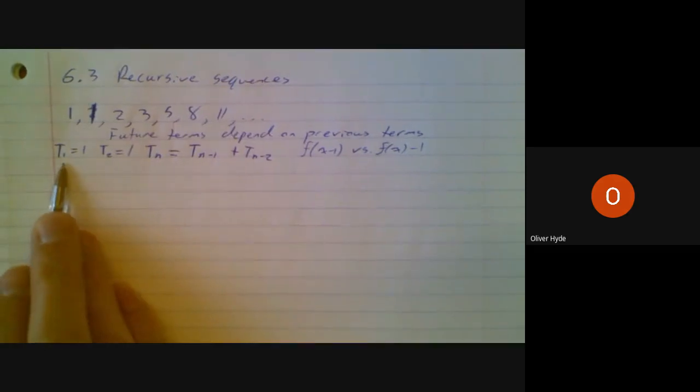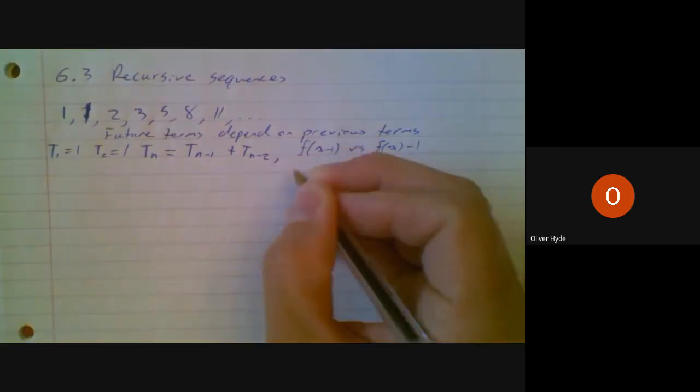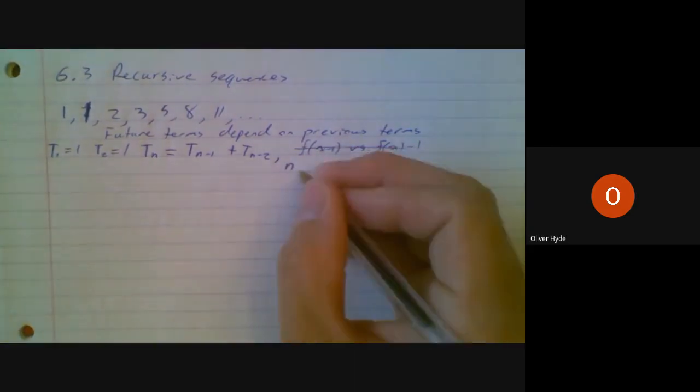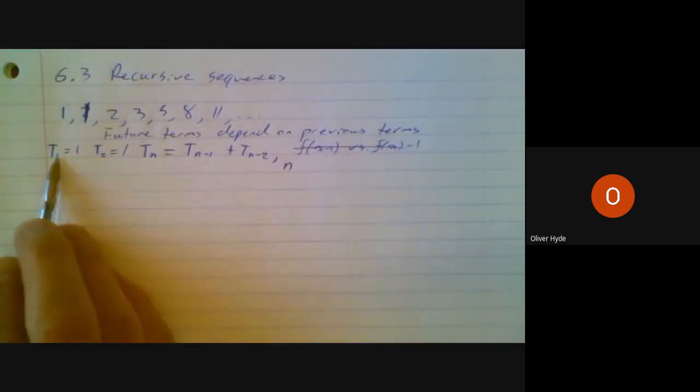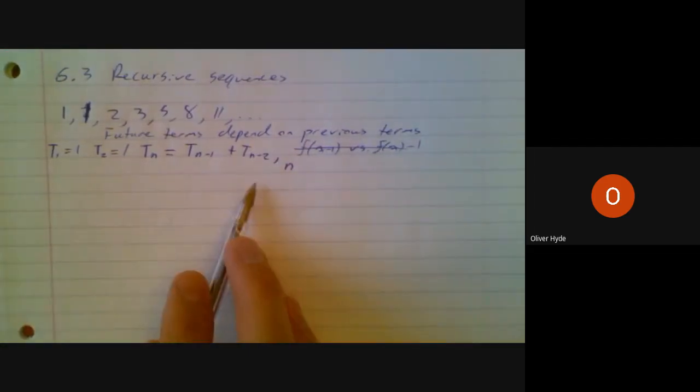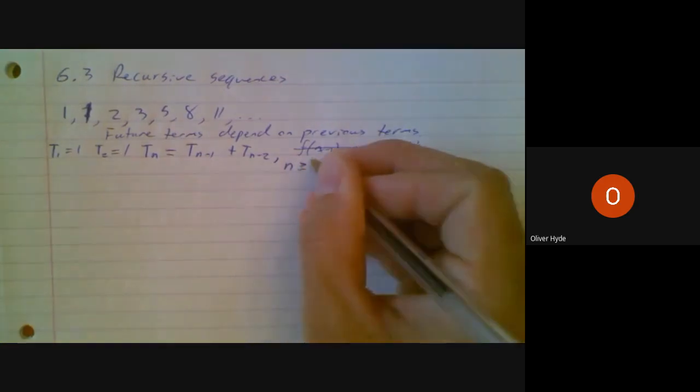So why is the first term 1? Because I say so. Why is the second term 1? Because I say so. After that, the rest of the terms, you could say, develop themselves or follow a general rule. So we should include a restriction for this recursive case. You have your base cases and your recursive case, which works when n is greater than or equal to 3. Okay?